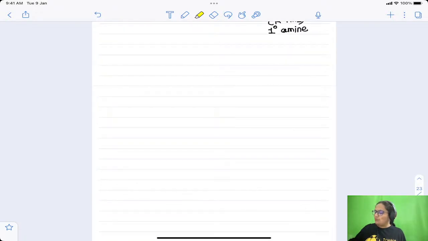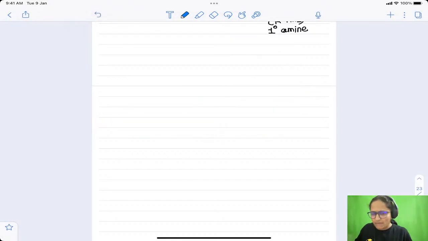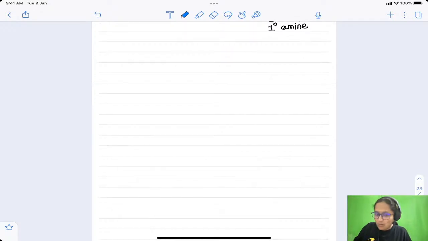Now I'll show you how to write down the answers for questions based on Hofmann bromamide. If they give any starting material, and if they write Br2 NaOH or Br2 KOH on the arrow, that is Hofmann bromamide degradation. How to write down the product? I am going to tell you a very simple trick. First example we will see.